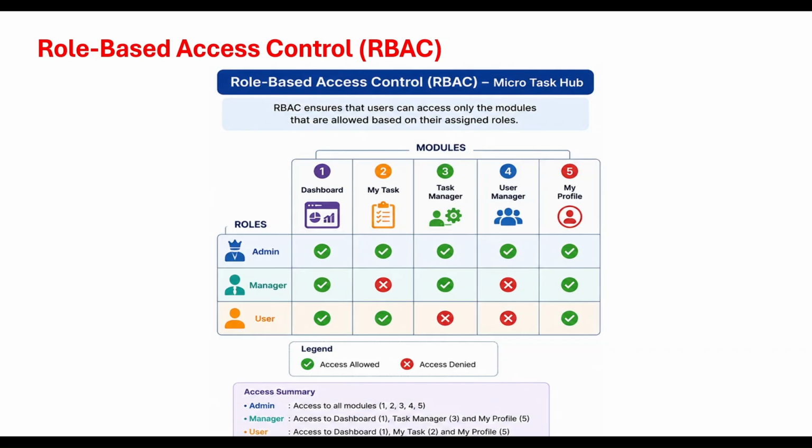role. As shown in the diagram, our application contains 5 major modules such as a dashboard, my task, task manager, user manager, and my profile. Each module has a specific responsibility within the application, and we have 3 different user roles: admin, manager, and user. Each role has different level of access permission.